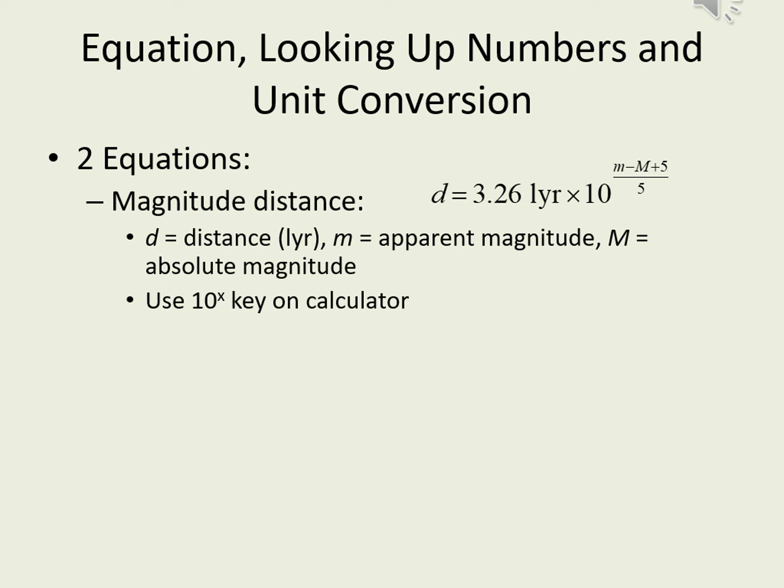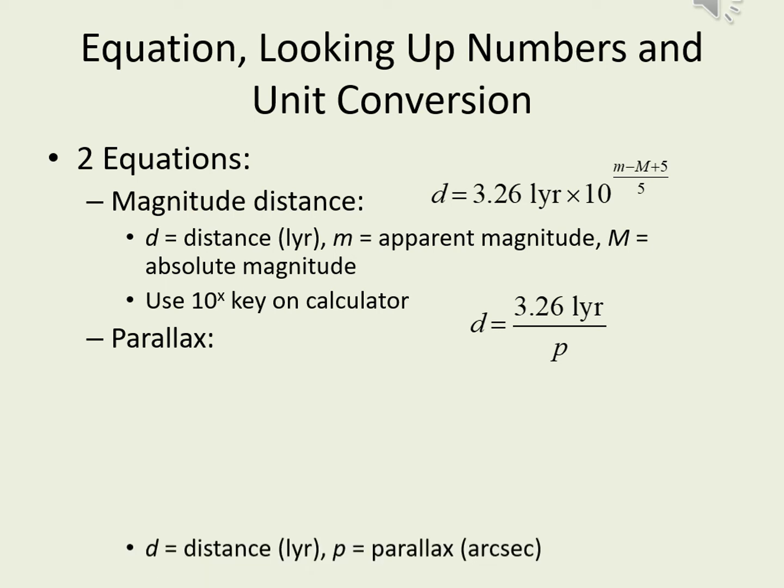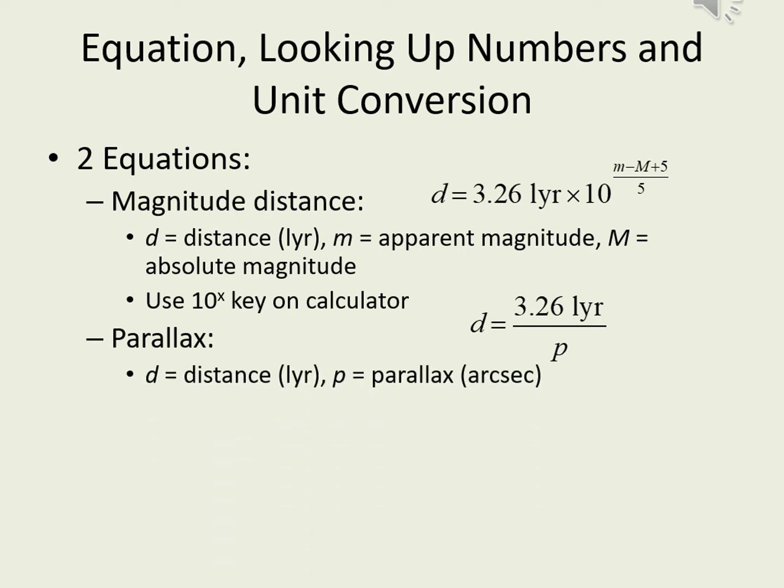The other equation we need is the parallax equation. d equals 3.26 light-years divided by p. Again, d is the distance in light-years, and now p is the parallax angle.